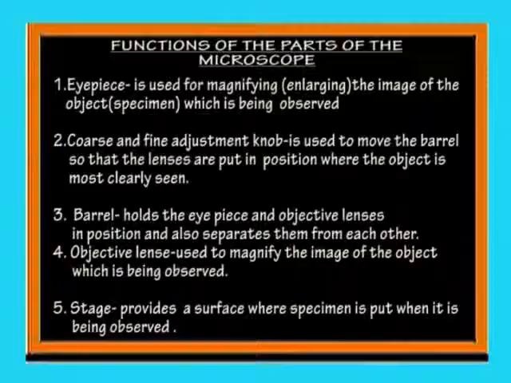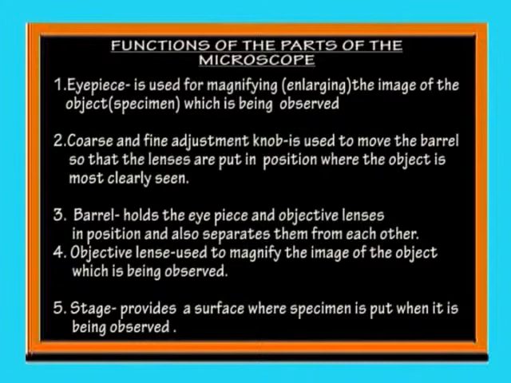What is the function of the eyepiece? The one we saw from the microscope, the eyepiece. Eyepiece is used for magnifying. To magnify is to enlarge. To enlarge is to make something look big. So we are saying it is used for magnifying, enlarging the image of the object or specimen. An object or specimen is that thing you want to see or to be enlarged. So we are saying eyepiece is used for magnifying the image of the object which is being observed.